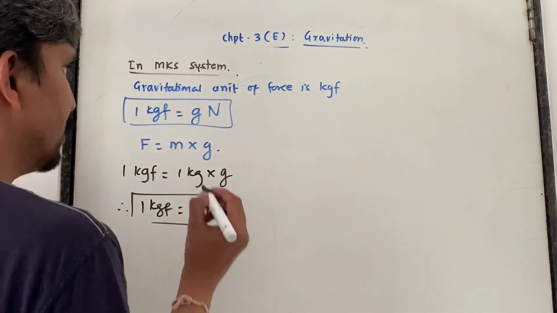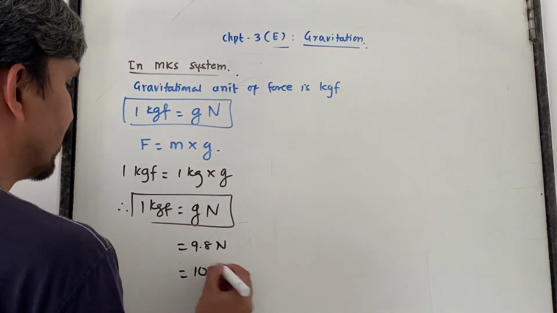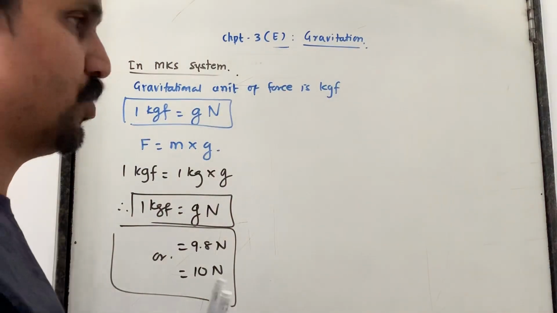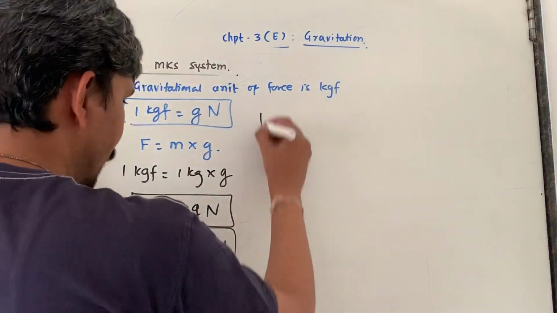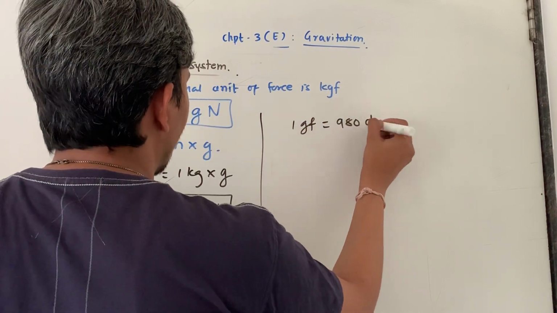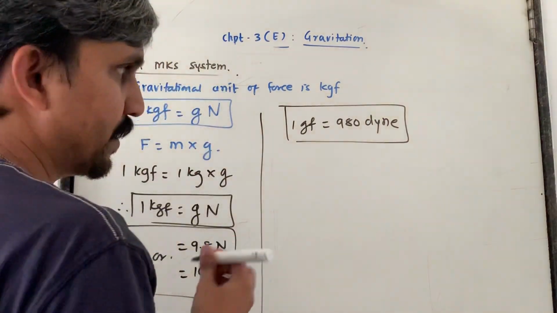Okay. Now here the value of g will be either 9.8 Newton or it is taken as 10 Newton. Whatever is given, that you have to consider, right? This is 1 kgf. Now what is the gf relation? So 1 gf is equal to 980 dyne. It is 1 gf is equal to 980 dyne, right?